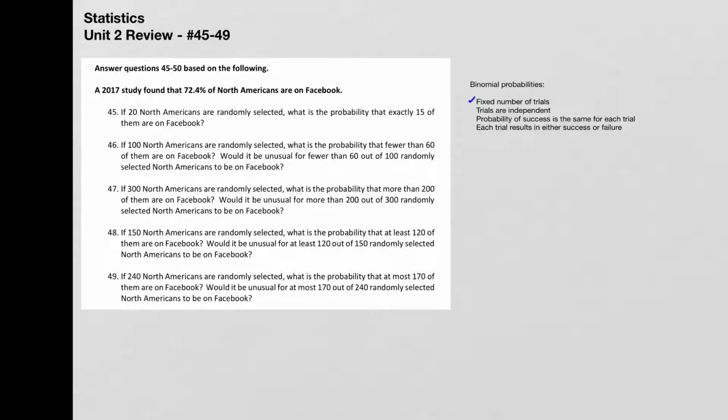The trials have to be independent. So we are selecting a group of people, and we don't have any indication. We're selecting North Americans, so if we're selecting them randomly, there would be no reason why one person being selected would affect whether the other person was on Facebook. Of course, if we were selecting from maybe just a small group of people in a town, then we wouldn't necessarily have that independence, but we can assume that independence here.